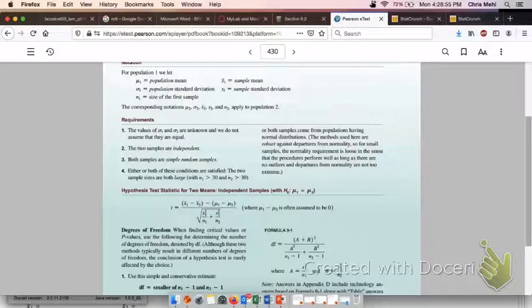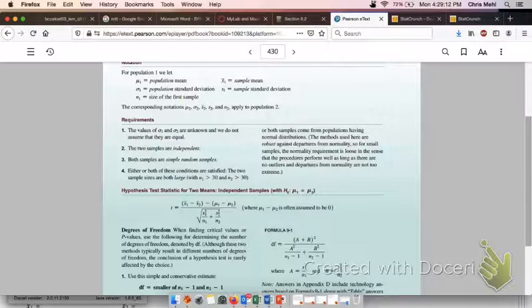Number 2, the two samples have to be independent, meaning that they're not matched. There's no inherent way to match your two samples together, like with before and after data or husband-wife data. Both samples need to be simple random samples. That would be the third requirement.